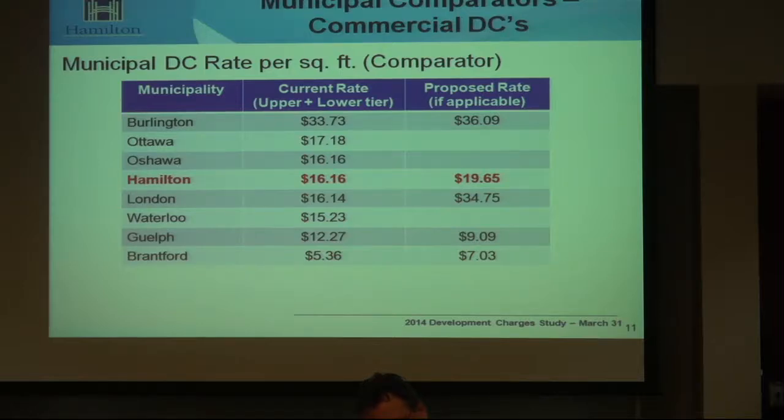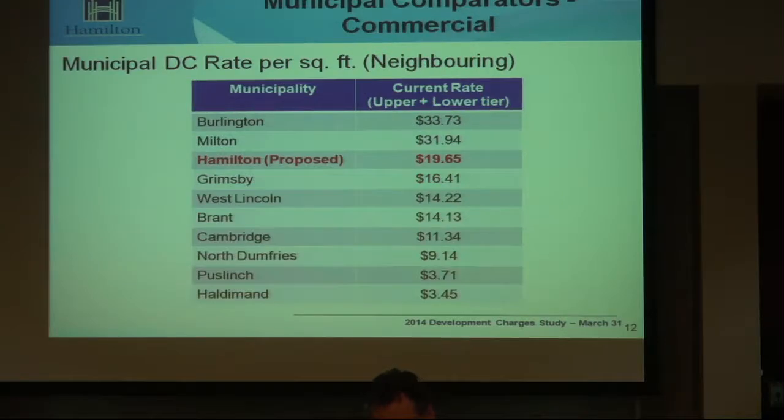And in the third column there, the proposed rate, again, those are rates that are currently being considered but haven't been finally determined yet for those municipalities that have a rate in there. And other than Burlington, we are the proposed highest rate there in terms of commercial DCs. And the next slide, slide 12, just continues that comparison with some other neighboring municipalities. And Hamilton's proposed rate, again, we are higher than most of the municipalities around us, but for example, Milton and Burlington, they do have a significantly higher rate than the City of Hamilton, and that's for commercial DCs.